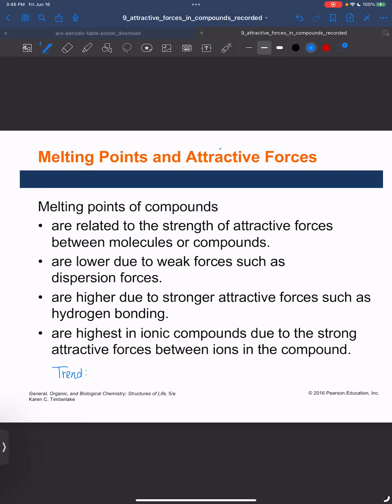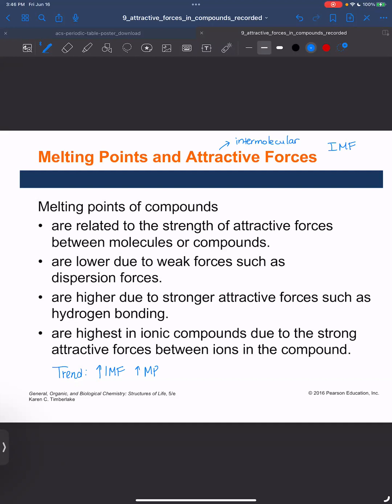and by the way, attractive forces I will refer to more so as intermolecular forces. Intermolecular forces, I like to abbreviate that as IMF. Your textbook is referring to it more as attractive forces. They're synonymous with each other. So as the intermolecular force or attractive force increases, the melting point also increases. It's just harder to pull those compounds apart if they're really attracted to each other.